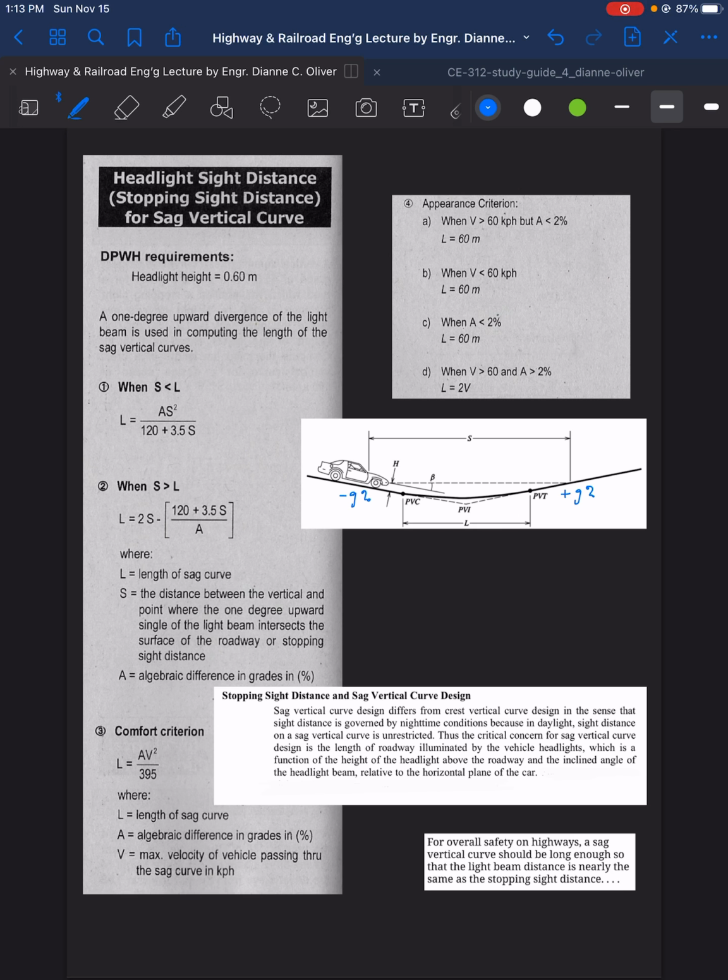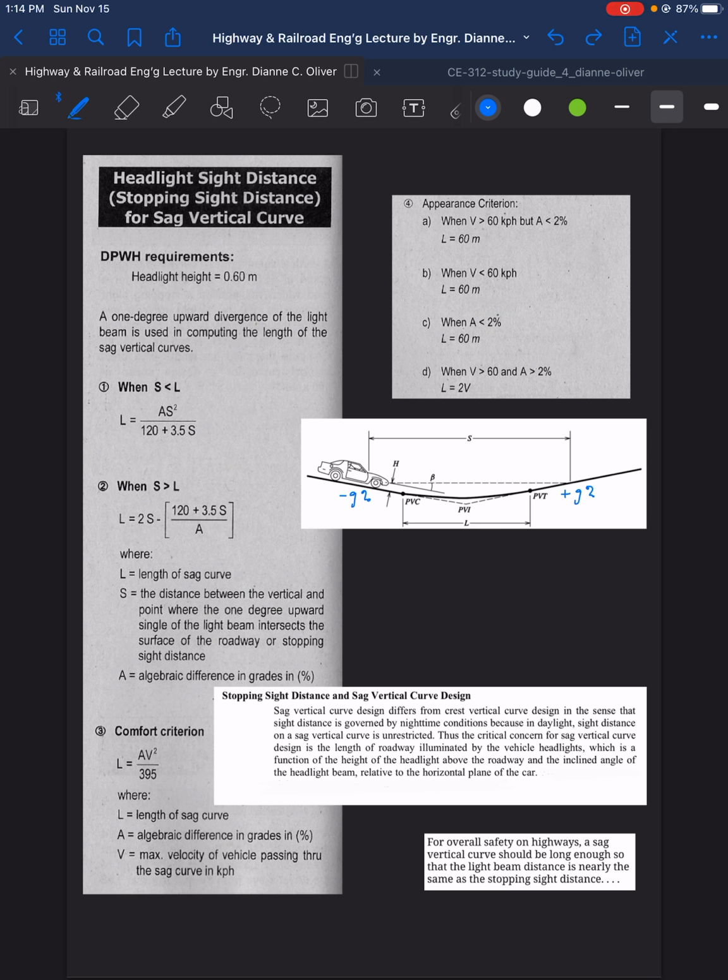Now there are three criteria that we will consider in solving for the length of the sag curve. The first one is the headlight criterion, next the comfort criterion, and then the appearance criterion.